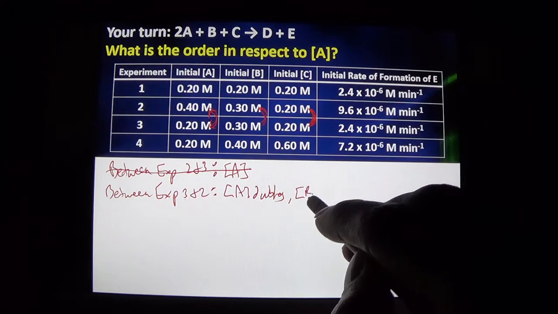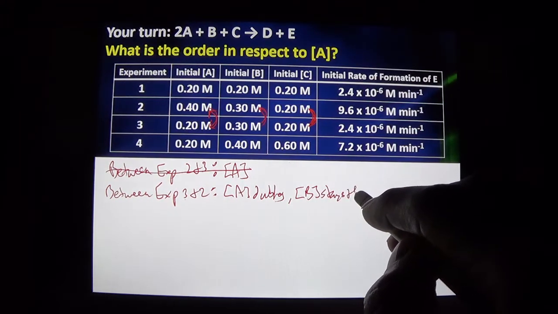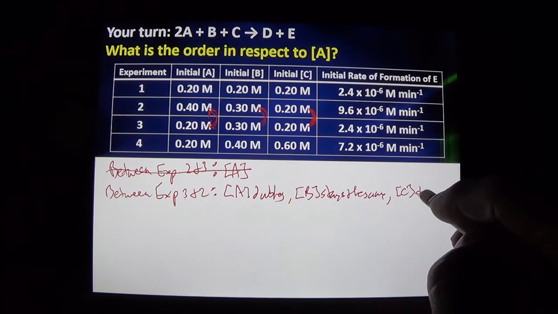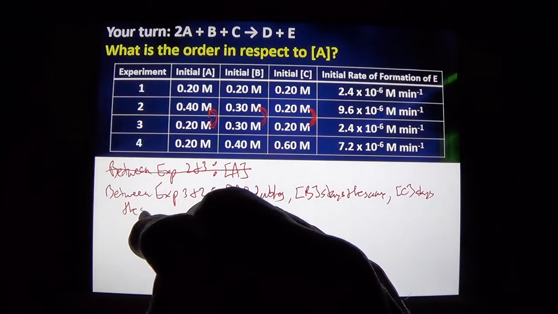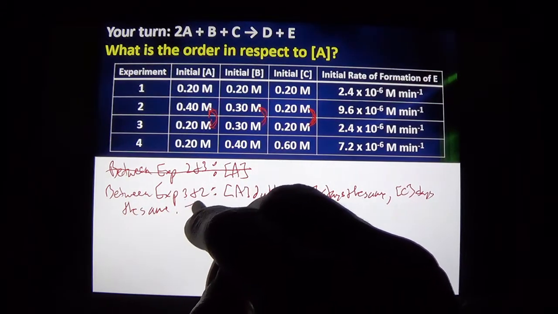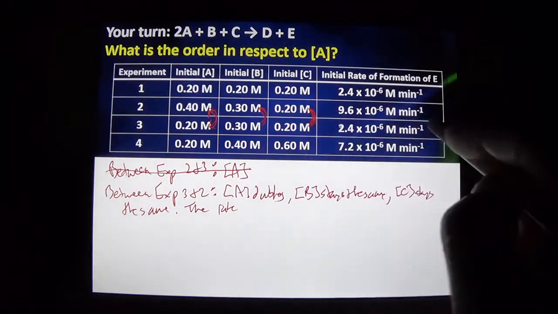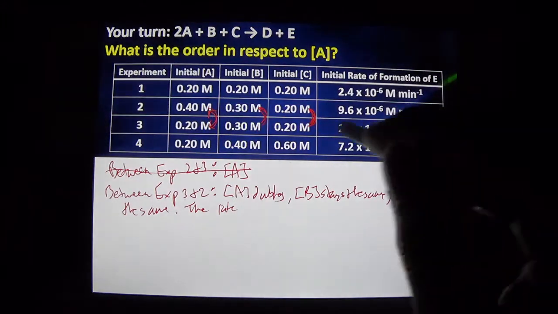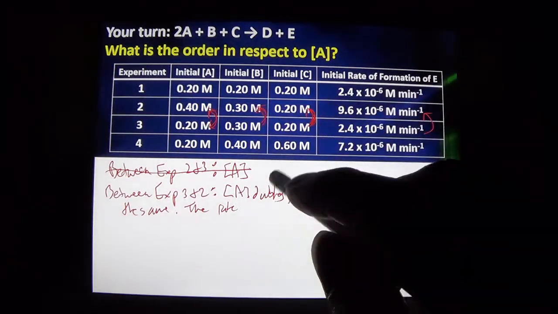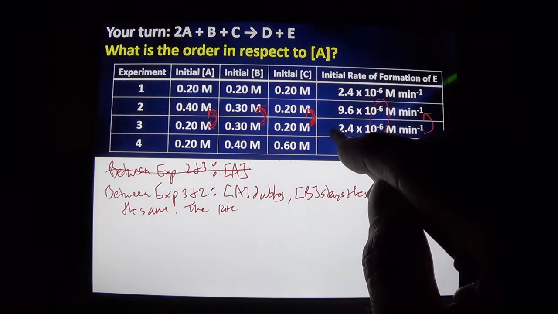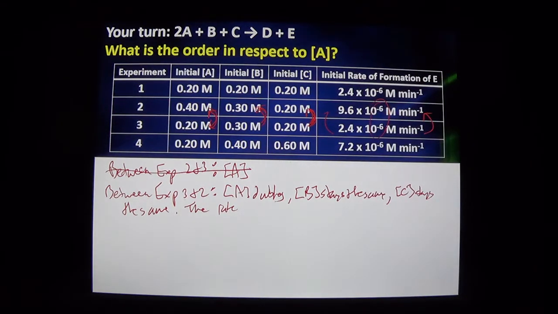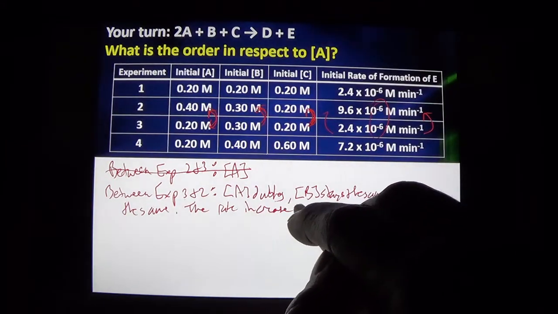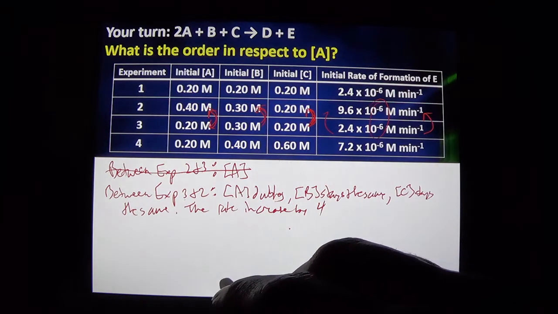The concentration of B stays the same, and the concentration of C stays the same. The rate, now remember, I'm going this direction now. So whatever direction you go here, you have to go over here. Be sure you're going the same direction all the time. Okay. Since the exponent's the same, I'm going to look at that. And that is the rate increases by 4.